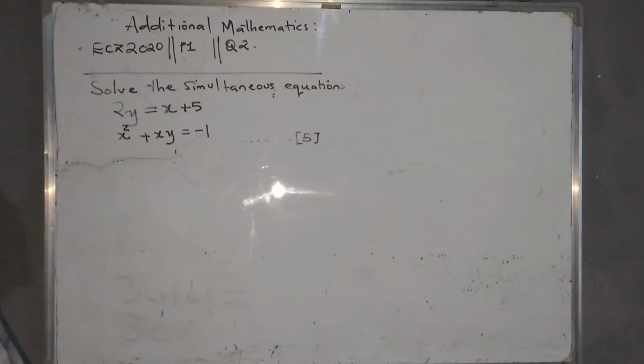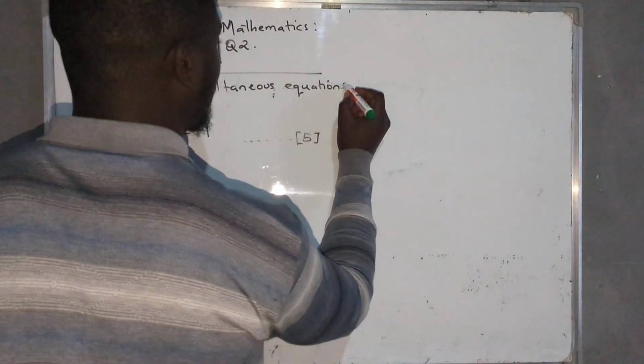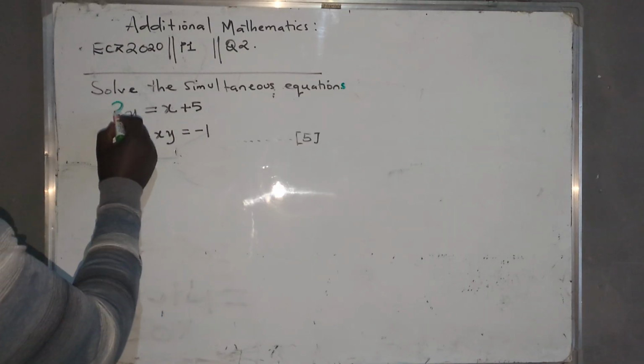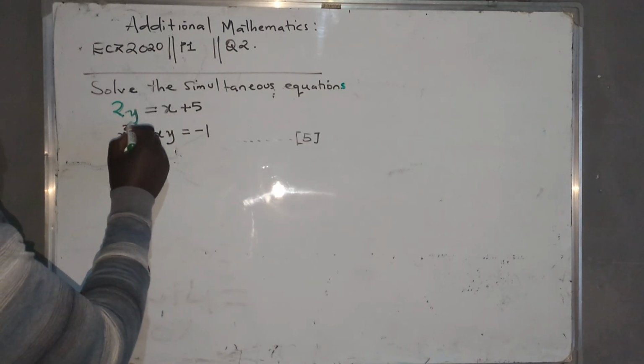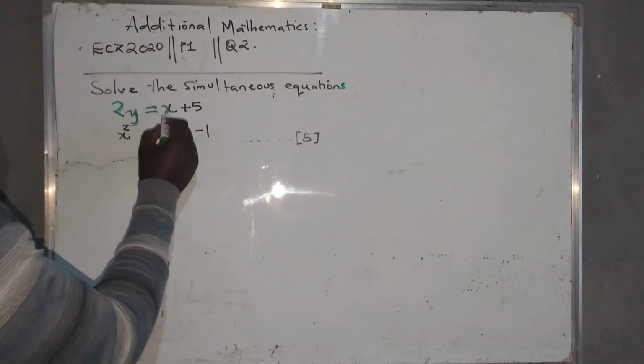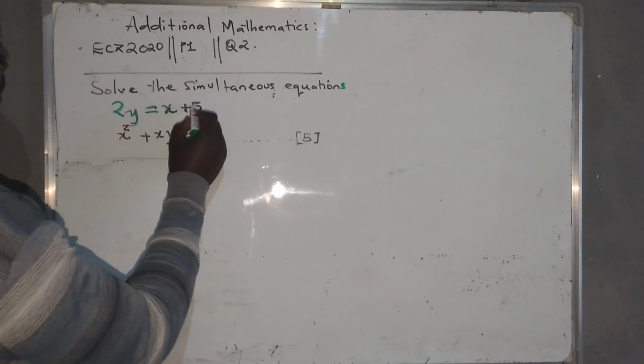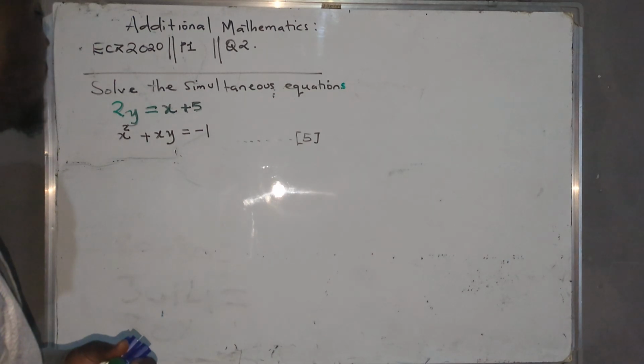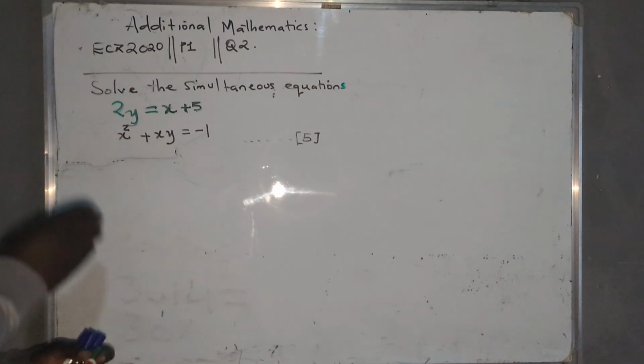and this question is on simultaneous equations, and it was on question number 2. Right, so our question reads, solve the simultaneous equations: 2y is equal to x plus 5, and then x squared plus xy is equal to y.